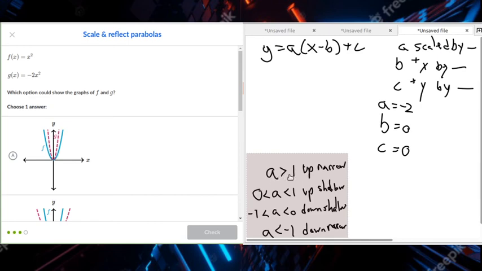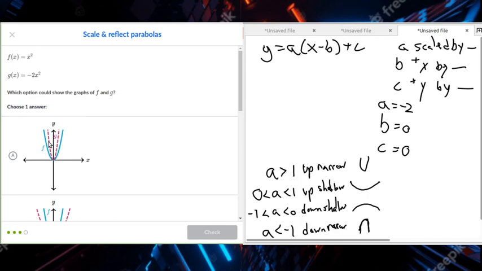So we'll see that if our a is greater than 1, we're going up and narrow. If our a is between 0 and 1, then we're going up, but we're going shallow. So it's like that, or like that, or if it's between 0 and 1, it's a fraction basically. If it's a fraction between 0 and negative 1, then we're going down shallow. And if it's less than negative 1, then we're going to be going down and narrow, and we can see it's -2, so it's definitely going to be down and narrow.